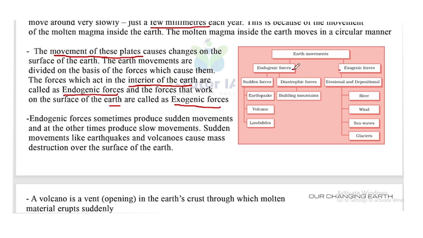What are endogenic forces? First, sudden forces, that is earthquakes, volcanoes, landslides. Then diastrophic forces, that is building mountains. Now exogenic forces are erosional and depositional forces. What are the things? River, wind erosion, sea waves, glaciers. These are examples of endogenic and exogenic forces.